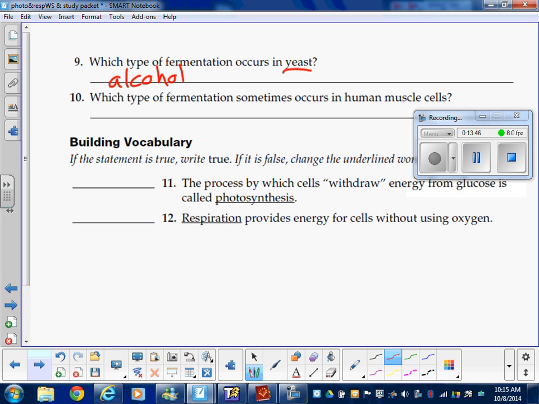So somebody in first period said, well, does that mean that if I exercise really hard and I go anaerobic, then my cells would produce alcohol? Actually, no, because in human muscle cells, fermentation produces something called lactic acid. And that makes your muscles a little bit sore. So when you go anaerobic, you don't use as much oxygen because it's not available. You still get the energy, it's not as efficient. Okay, these two questions, pretty easy. They're both false. This one's respiration. And this one is fermentation.